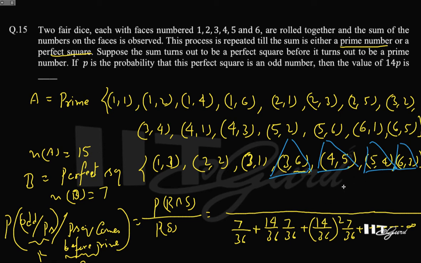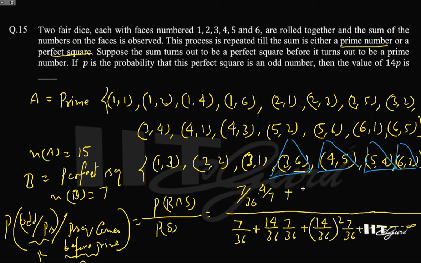So for all odd perfect squares, 4 out of 7. Here, under the condition that the first one is a perfect square, it is still 7 by 36, but under the condition that it is an odd perfect square, it means 4 by 7, you have to say.